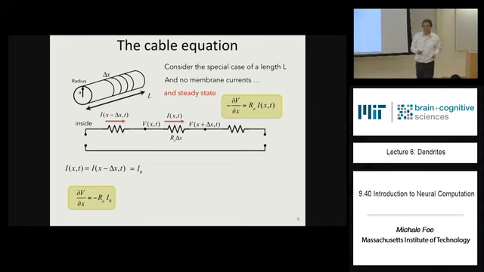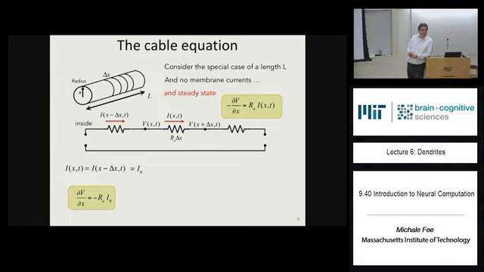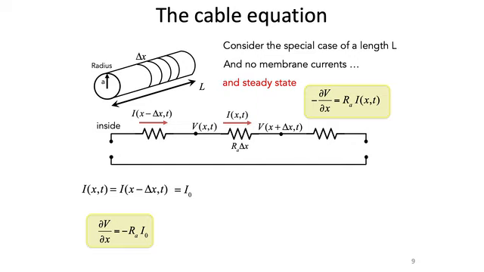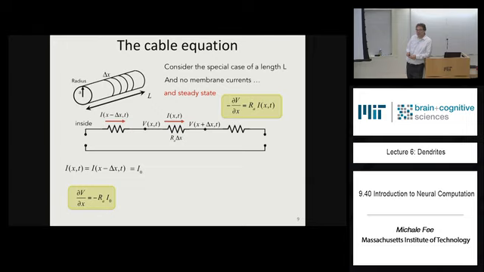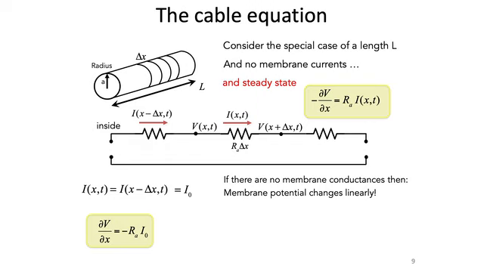And what does that tell us about how the voltage changes in a piece of dendrite if there's no membrane current, if there's no leaky membrane? If dV dx is a constant, what does it tell us? Yeah, but it decreases how? What functional form? Good, it changes linearly, right? So if there are no membrane conductances, then the membrane potential changes linearly. All right?